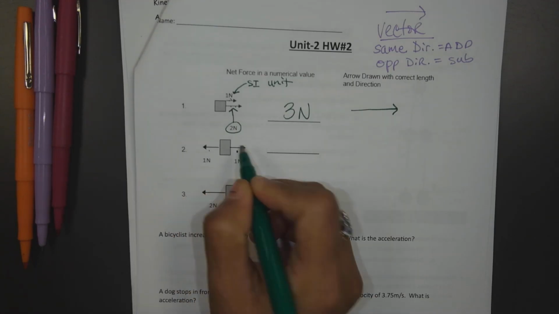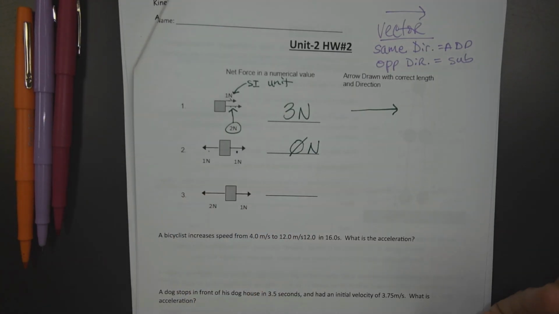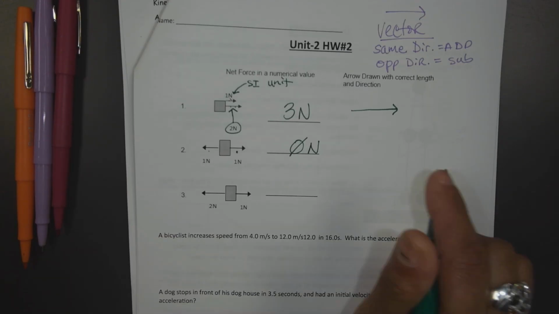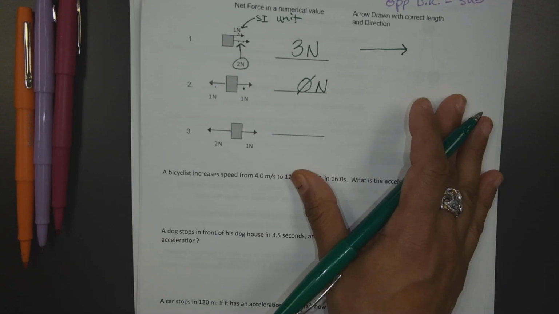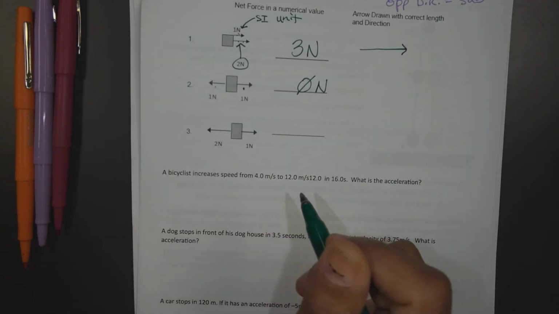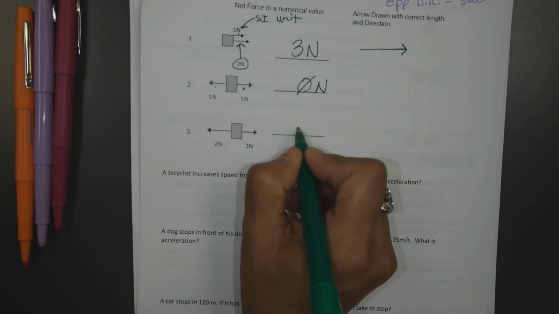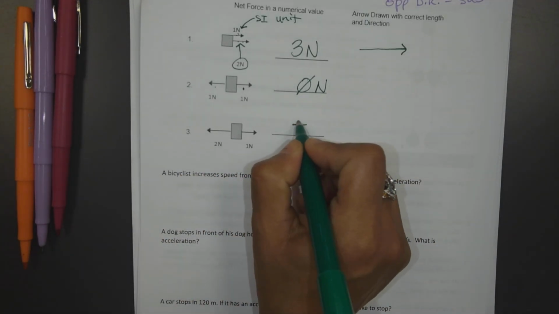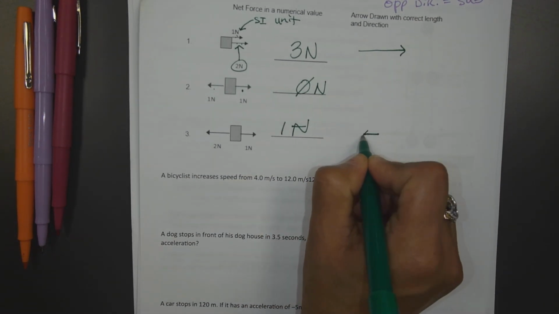Vectors that are in opposite directions, we subtract them, and it's 0 N. Even 0 has an SI unit, N for Newton, but we would not draw an arrow because there's no vector that goes along with that one. Your next homework question, again, they are opposite directions. We're going to subtract them. So 2 take away 1 is 1 N, and it would be in this direction.